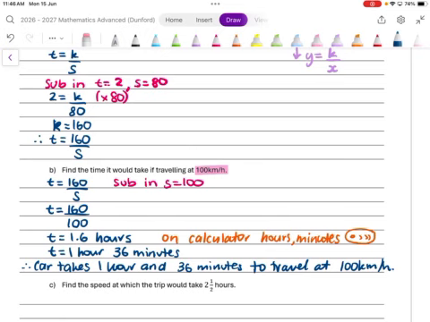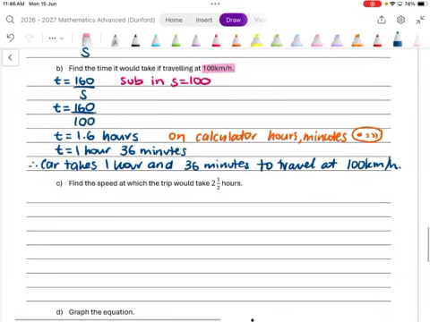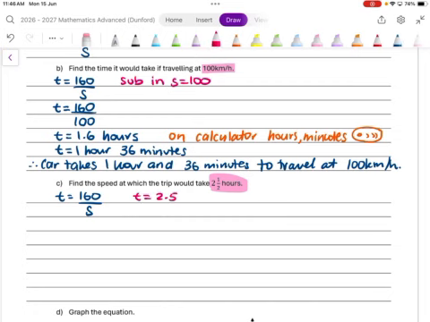Okay, part C. We want to find the speed at which the trip would take 2.5 hours. So we start off with that equation, t equals 160 on s. We have time, so t equals 2.5 hours. Let's not muck around with mixed numerals. Let's change it to a decimal straight away. So we'll have 2.5 equals 160 on s.